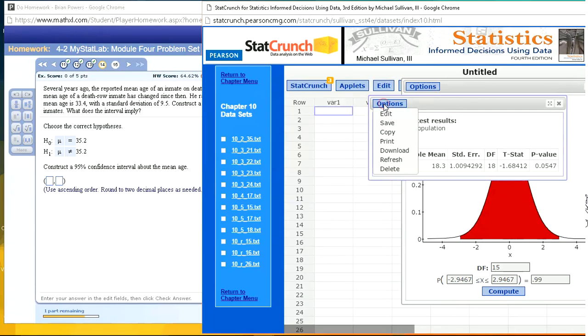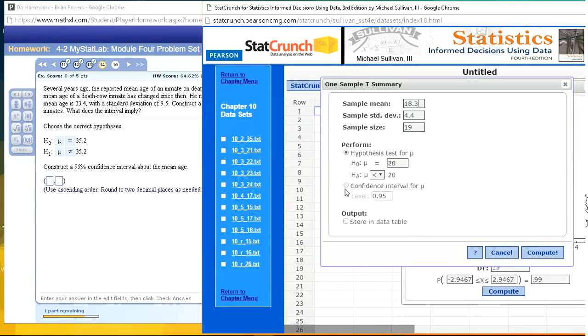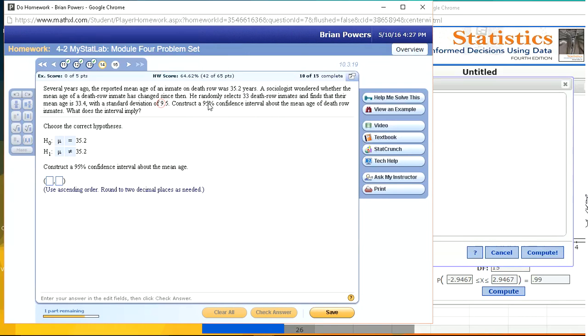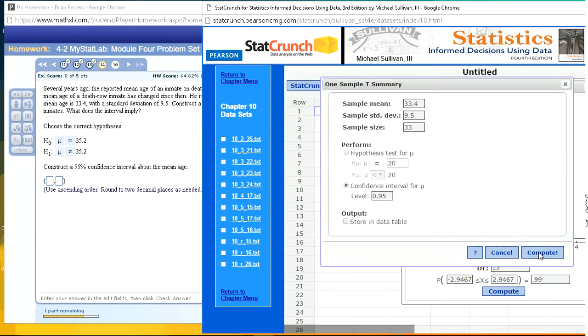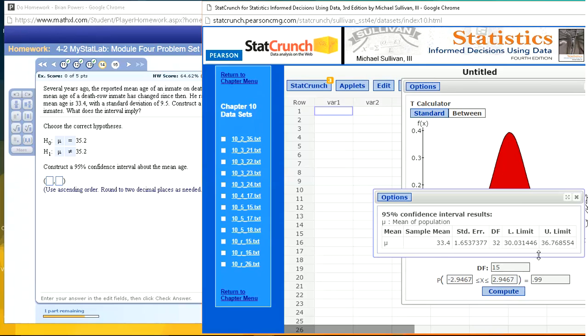Let's go and calculate a confidence interval. Let's edit, go back to this t-summary. Instead of doing a hypothesis test, we'll create a confidence interval. Once again, we put in the sample mean, which we were told is 33.4. The sample standard deviation is 9.5. And the sample size, what is it? He said 33 people. Confidence interval, and 95% confidence interval. That is the standard confidence interval size most of the time, so that's the default here. Compute, and we got it.